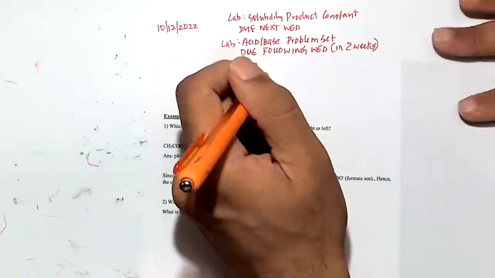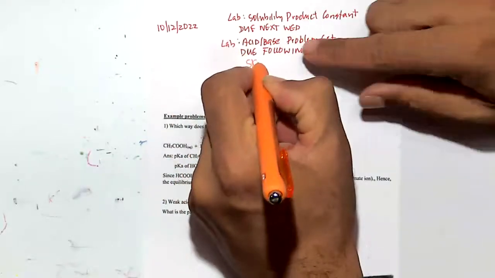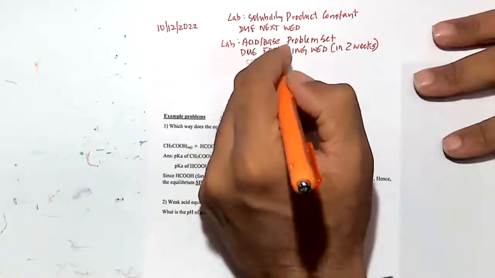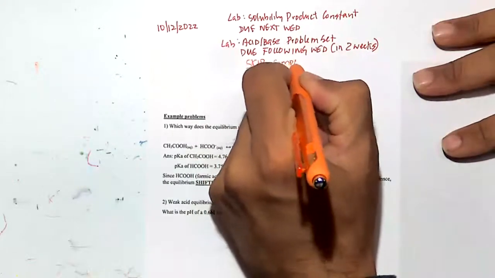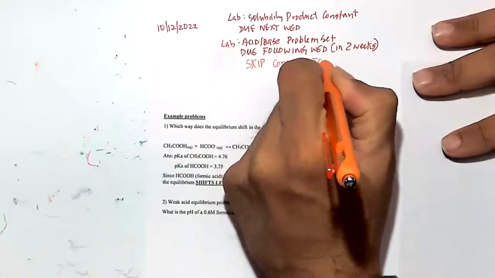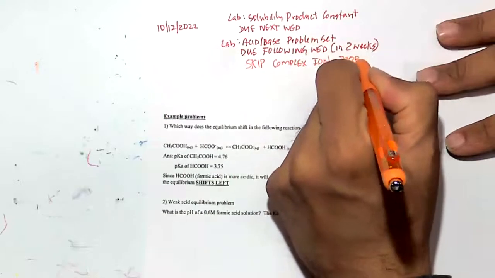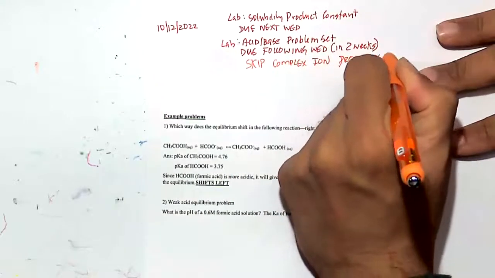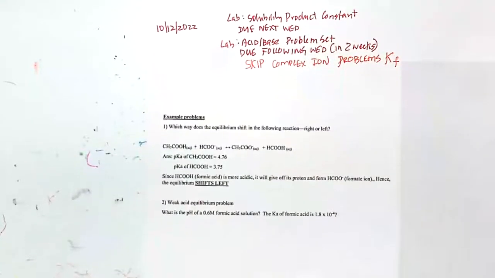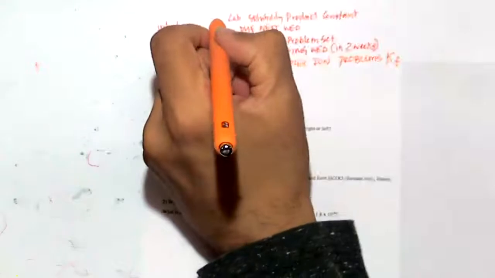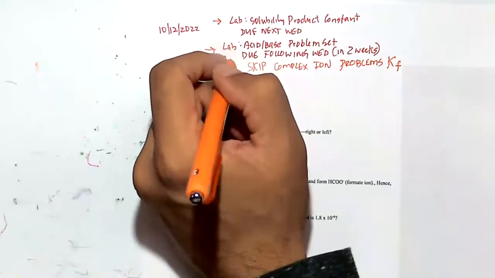And I do want to tell you there are a couple of things you can skip. Okay, you can skip in this problem set. In this problem set, you can skip complex ion formation. So you can skip complex ion problems. Okay, so K of F. Alright, so lab due today, but you can turn it in next Wednesday.